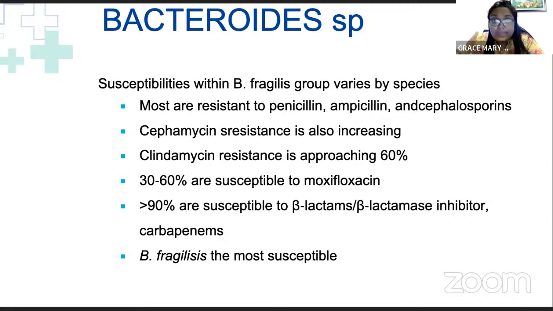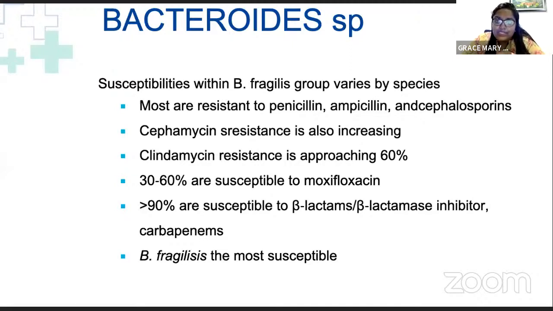It includes, starting from your ampicillin-sulbactam. This is something I would like to talk to you about, because usually you see pip-taz or carbapenems being given. Even amoxicillin-clavulanate and ampicillin-sulbactam are actually good drugs of choice when it comes to anaerobic infection.